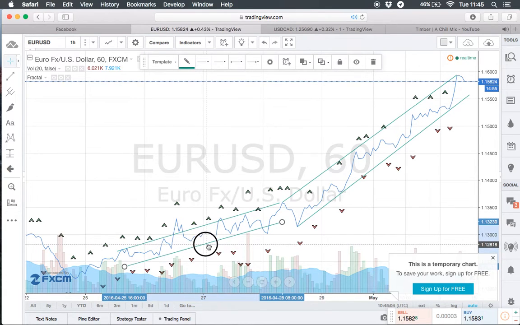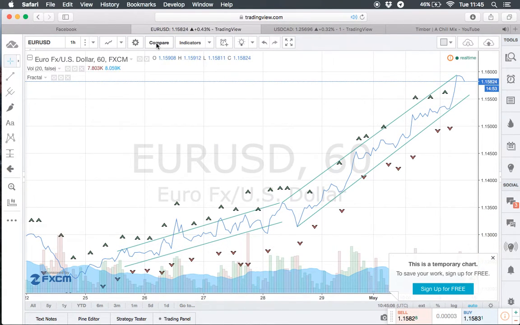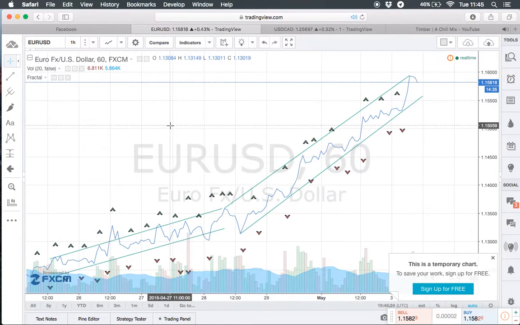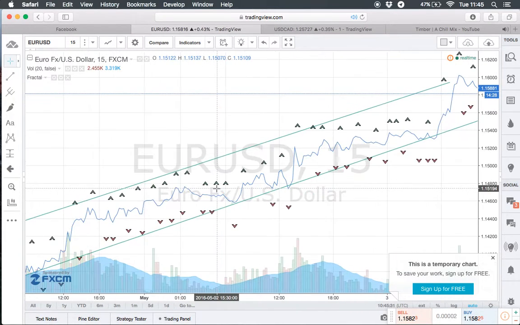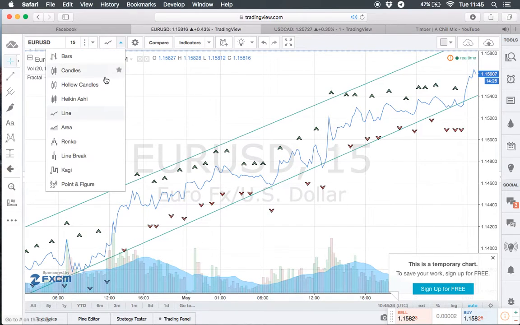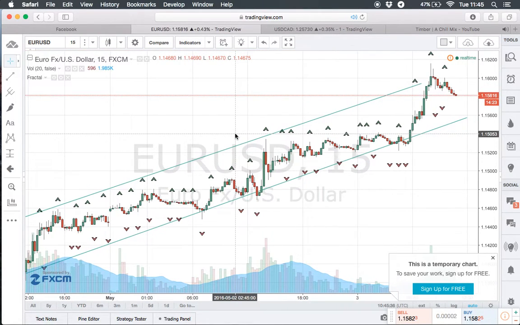It doesn't have to be perfect. No channel is ever going to be the same. Look, another channel right there on the hour chart, EUR USD. Tell me that's not respecting the channel. Yeah, it's gone out, reversed, it's come back, and it's back in the channel. Again, I have to be careful of what I say because I can't tell you how to trade this. If I swap to the 15, again, it's in the channel. I'll swap back to candles. That's how simple it is to draw a channel.